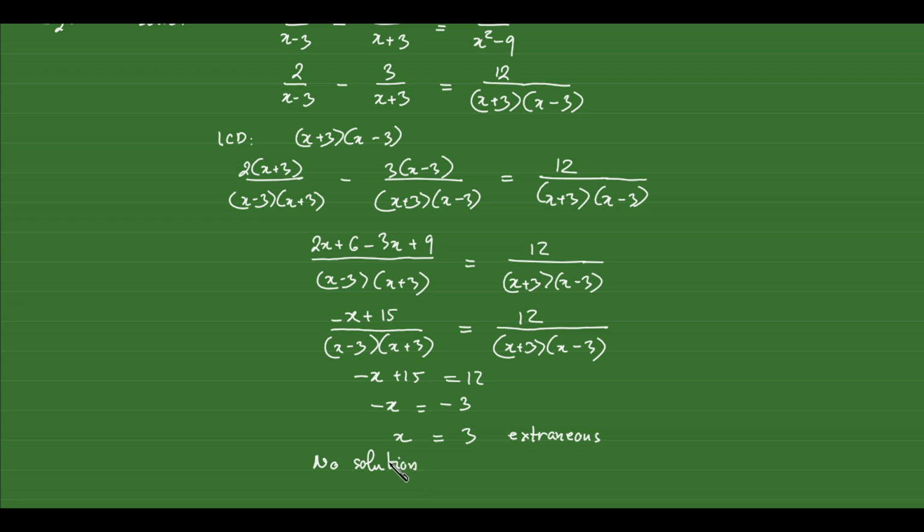You always have to check, of course. If you don't check, and you take x equals 3 as the final solution, then everything will be wrong. So that's the second example. Now let's start with our third example.